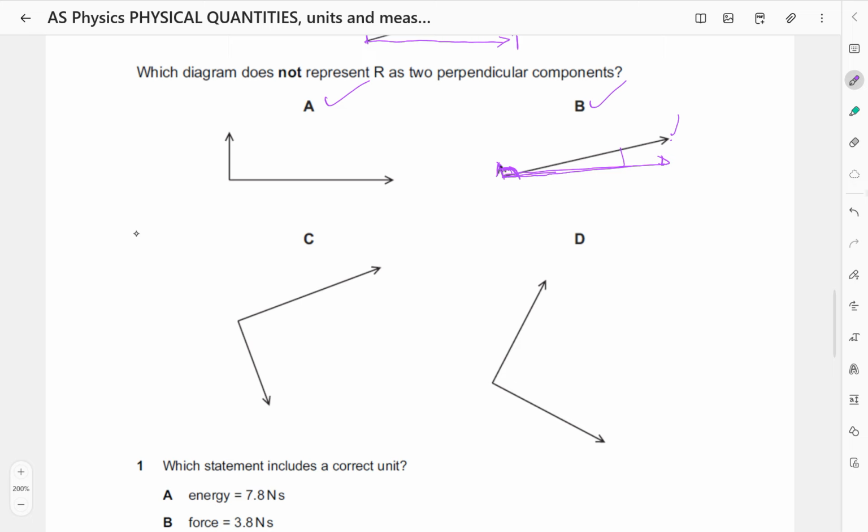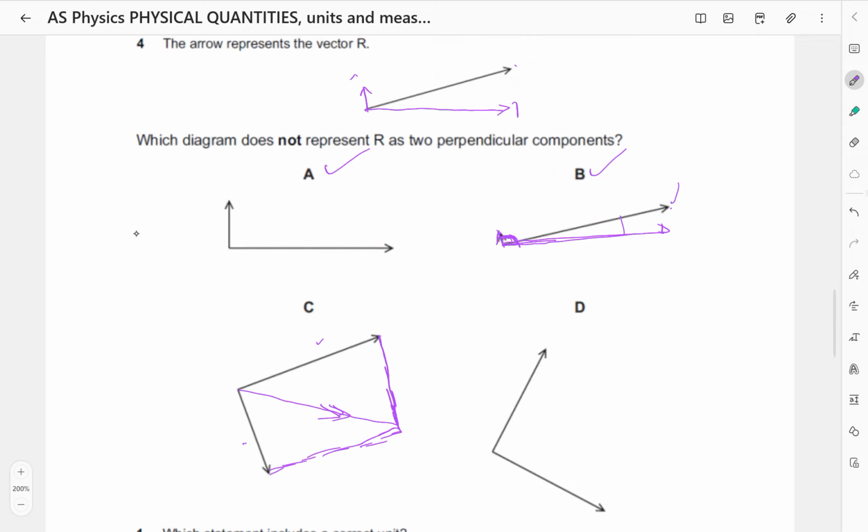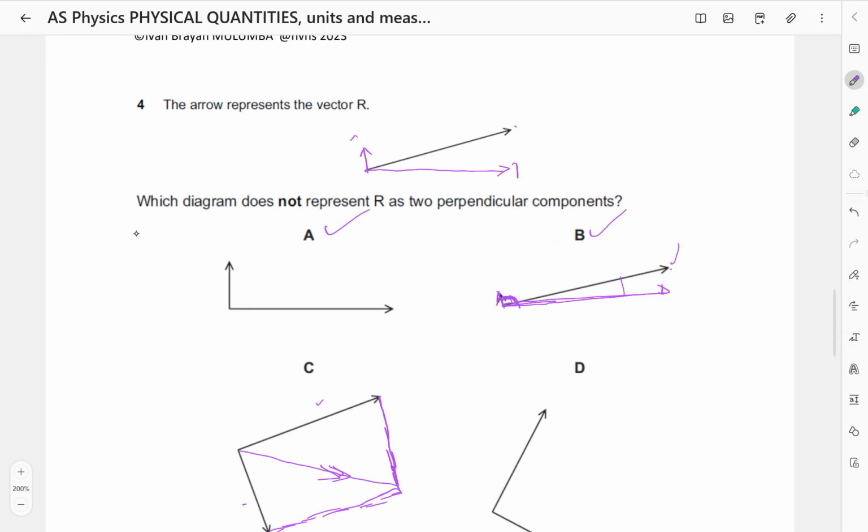Then if we check C, we can check C by trying to find the resultant of these two to see if it can be R. If you have a ruler, you can try to complete this using a parallelogram rule and see if this gives us R. If these are the two components, notice that this will not give us R, because look at the orientation of R. So this means this is going to be out.